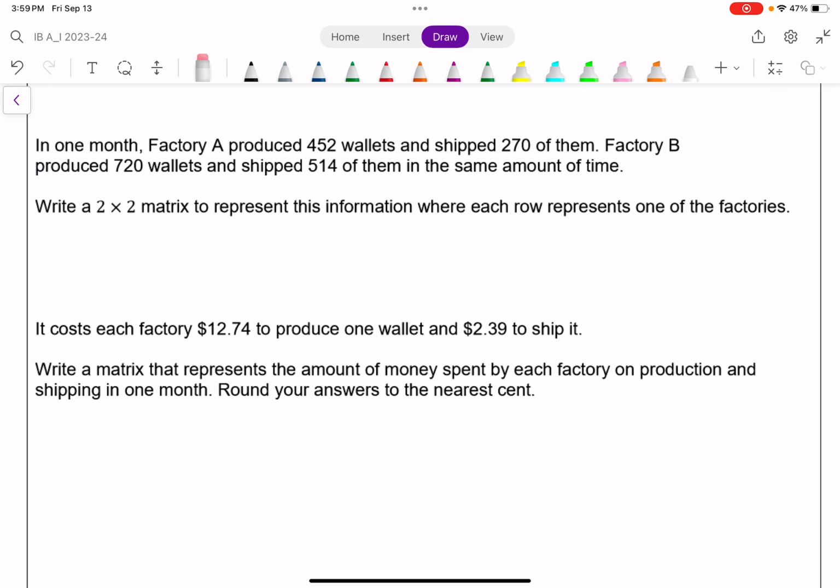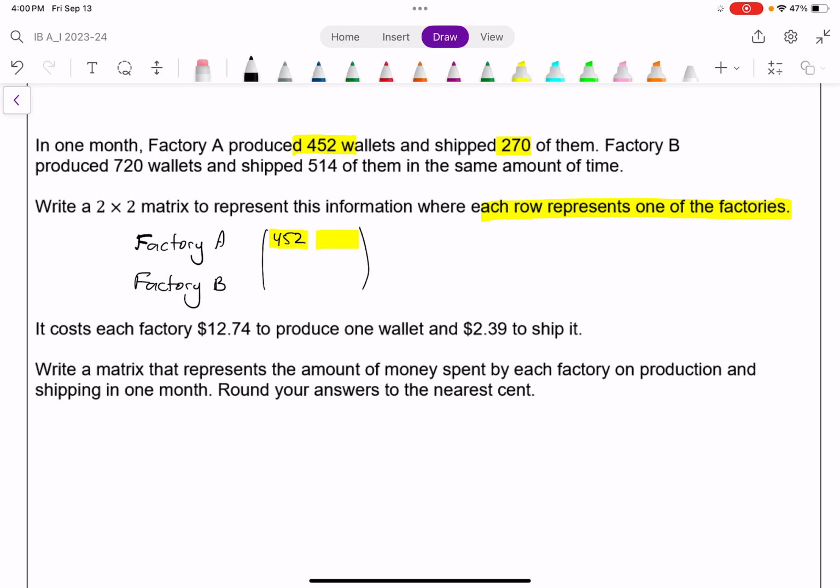All right, lastly, a quick applied problem, similar to something in the last lesson, looking at a couple of factories. In 1 month, factory A produced 452 wallets and shipped 270 of them. Factory B produced 720 wallets and shipped 514 of them in the same amount of time. So I want to write a matrix to represent this information, where each row represents one of the factories.